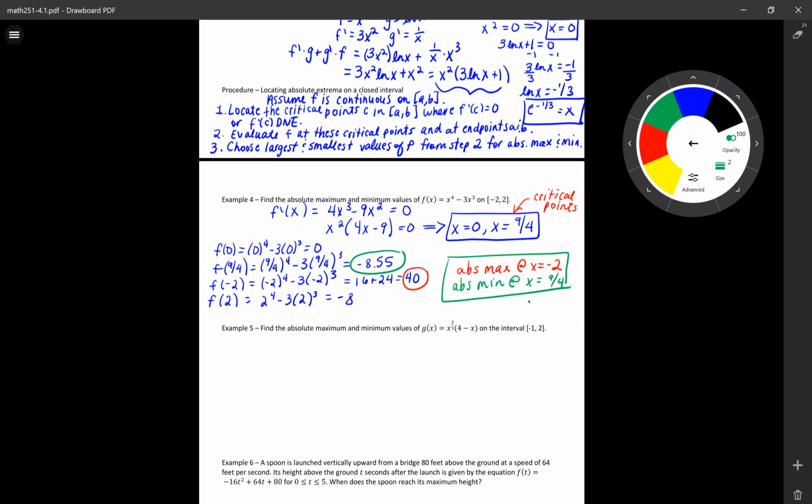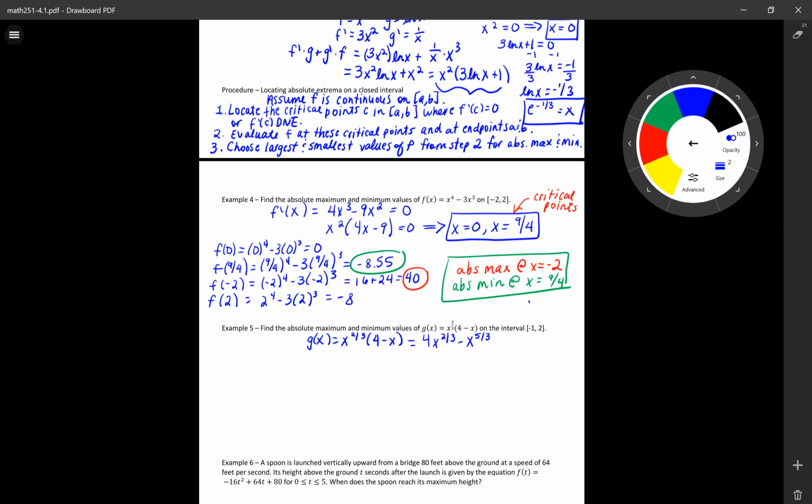Alright, hopefully you tried example number 5. So I have g of x is equal to x to the power of 2/3 times 4 minus x. I could use the product rule on here in order to differentiate it, but I am going to multiply it out first. So g of x is equal to x to the power of 2/3 times 4 minus x. Again, you could use the product rule here, no problem, but I am going to multiply it out. So this is equal to 4x to the power of 2/3 minus x to the power of 5/3.